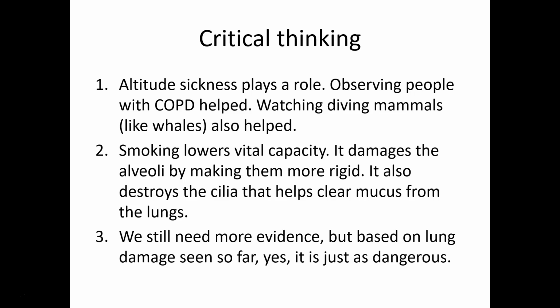Number 2, how would smoking affect the lungs, especially in terms of vital capacity? So smoking lowers your vital capacity. It does that in 2 ways. So these 2 ways are what lead to the 2 main types of chronic obstructive pulmonary disease. And those 2 types are emphysema and chronic bronchitis. Damaging the alveoli and making them more rigid, that's what leads to emphysema. Destroying the cilia, that's what leads to the chronic bronchitis. And both of those 2 things happen at the same time when you smoke, which is why smokers tend to get both of those problems at the same time.